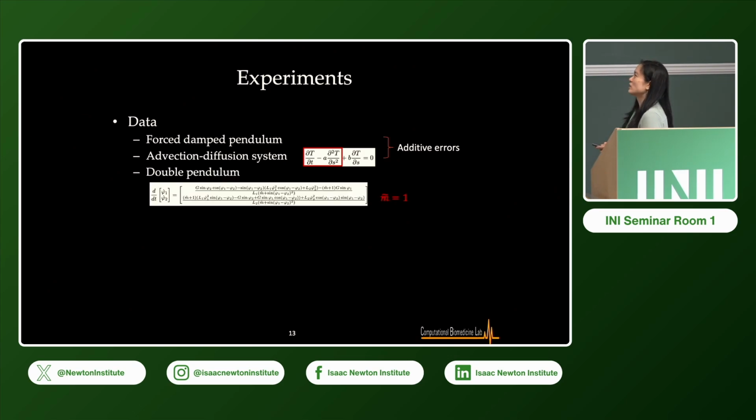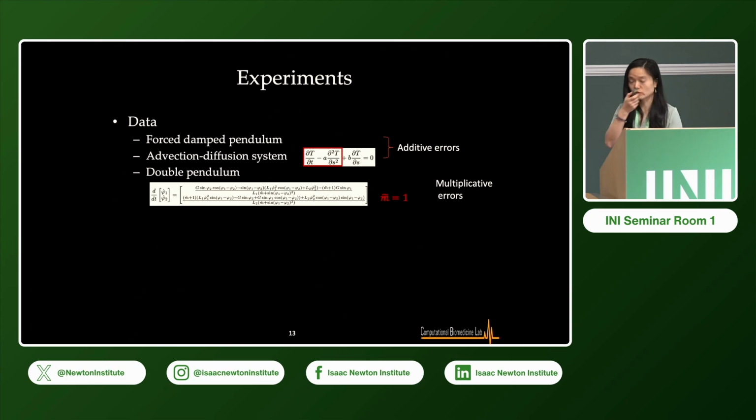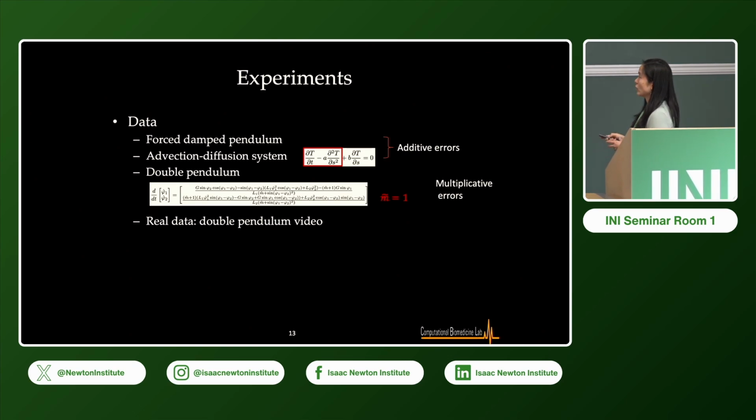And then this is a double pendulum example where the physics component is modeled as such, and the neural component is trying to make up for the rest. And this is a multiplicative error. And then we also have some real data from a video of a double pendulum. In that case, you don't know the true generating equation, but we use this as the physics component.